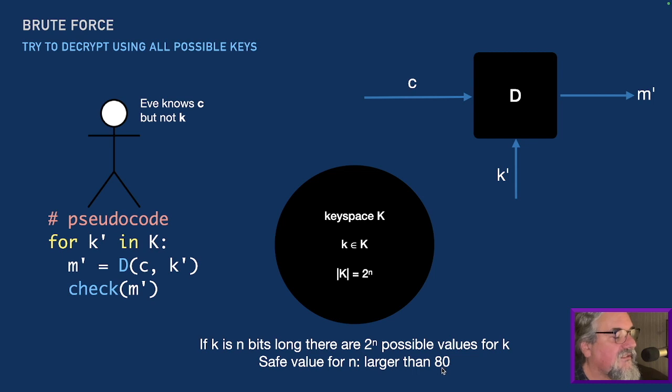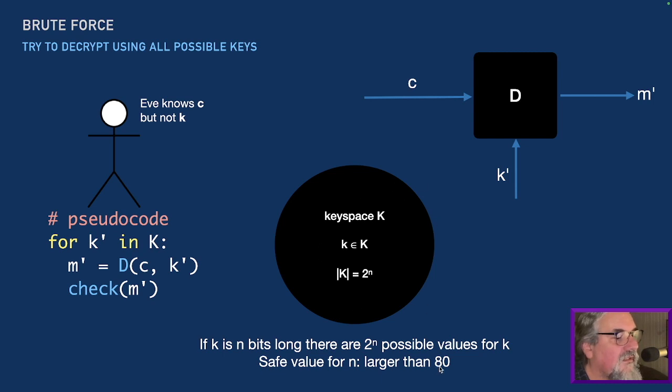When I took the course, they said the safe value for n here, the number of bits in the key, is like 80, but that was a number of years ago. So if Moore's law says that the computational power of computers doubles every second year, what does it mean when the computational power doubles? Well, it means we can break double the key space in the same amount of time.